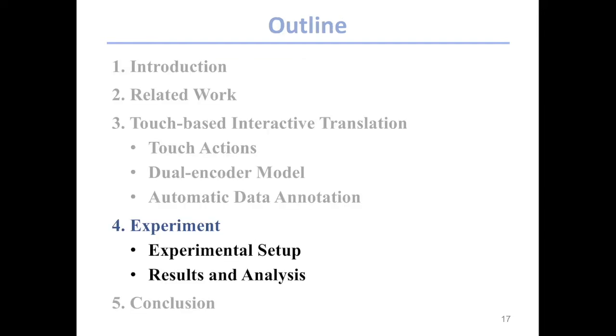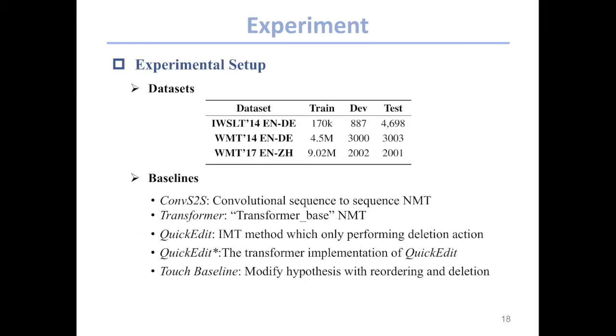We use the automatically annotated data to conduct a simulated experiment. We conduct our experiments on 3 public datasets with different sizes: 1 small IWSLT dataset and 2 WMT datasets. The data statistics are shown in the table. For the baselines, we compare our method with automatic machine translation methods and the interactive machine translation methods.